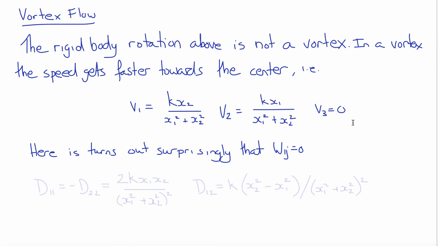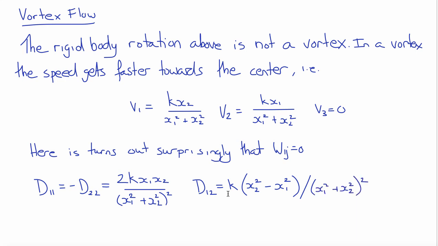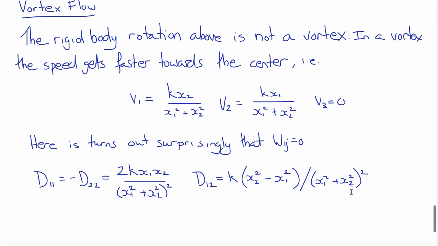Turns out for this flow, surprisingly, that the spin tensor is actually zero. And in this case, the rate of deformation is 2k x1 x2 divided by (x1 squared plus x2 squared) all squared. So again, that's d11 and minus d22. And then there's a shear component, d12, which is k times (x2 squared minus x1 squared) divided by (x1 squared plus x2 squared) all squared.